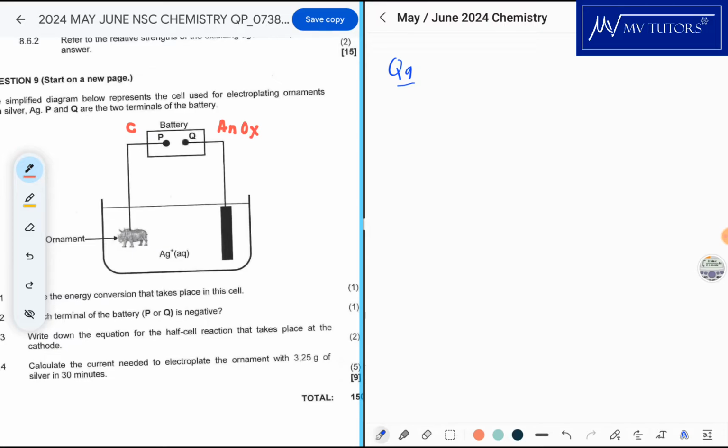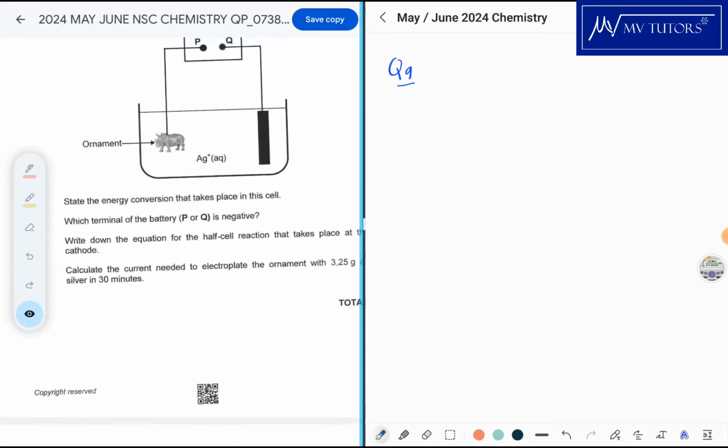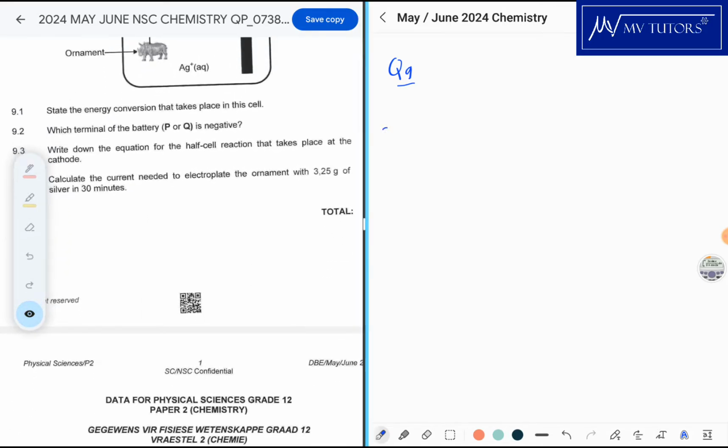Okay, that's what I'm focusing on, that's what I'm looking at. Now it says state the energy conversion that takes place in this cell. In the cell, which is electrolysis, we're going from electrical energy all the way to chemical energy. So for 9.1, like I said, we're going from electrical energy to chemical energy. We need a battery, we need its power in order to do something there.